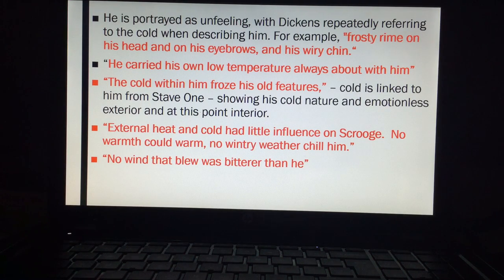And then it carries on to no wind that blew was bitterer than he. Again, repetition of no. If you want to be very analytical, you've got your plosive B sound in blew and bitterer, which again is harsh. It sounds harsh. Dickens is fully utilising figurative language and language devices to present this hard man, this harsh man, this man that is to be disliked.